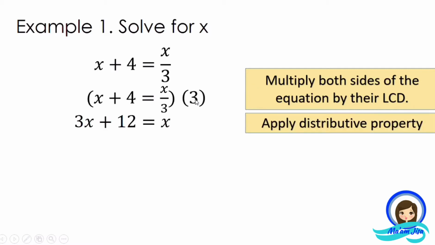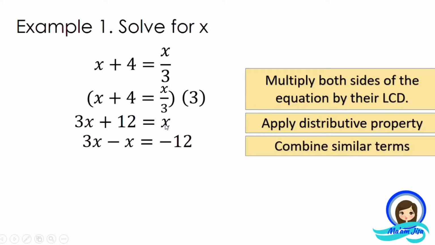In this step, we apply the distributive property, and that is 3 times x is 3x, 3 times 4 is 12, and then cancel 3, then copy x. Combining similar terms, we have 3x minus x equals negative 12. Positive x becomes negative because when we transpose it to the other side of the equation, the sign changes. Same with positive 12, which becomes negative 12. Simplifying, we have 2x equals negative 12.